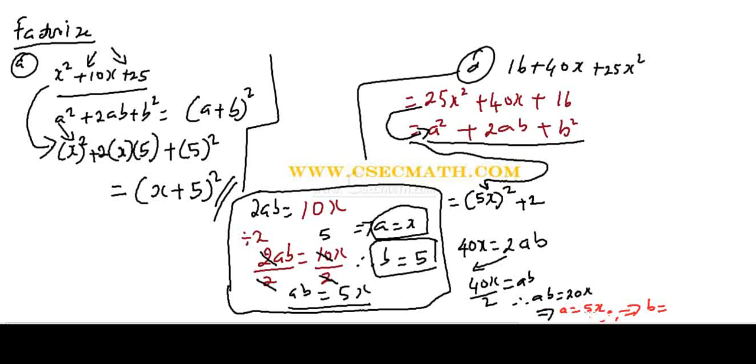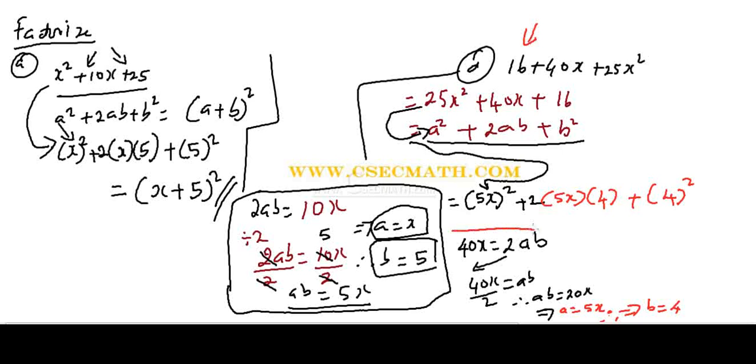The only way that we would be able to get 20x when the value of a is given to be 5x is multiplying 5x by 4. So therefore the value of b should be obviously 4. So hence in place of a I have 5x, in place of b it should be 4, followed by b squared, which should be 4 the whole squared. So clearly 4 the whole squared would indeed give us 16.